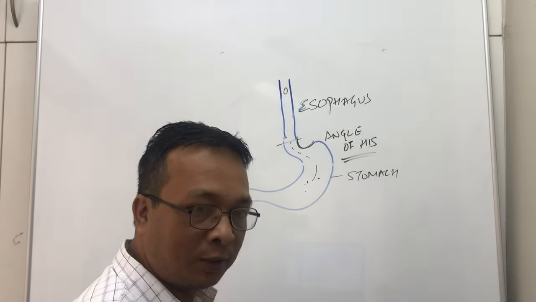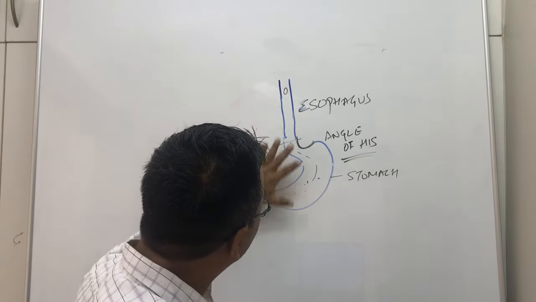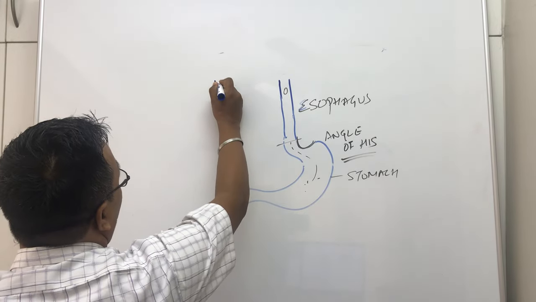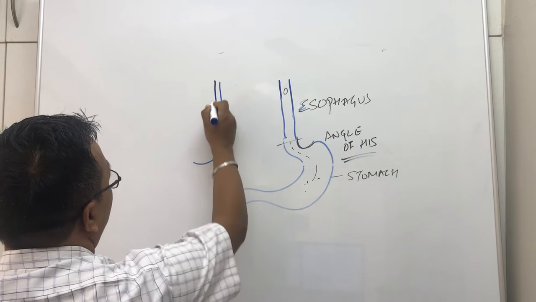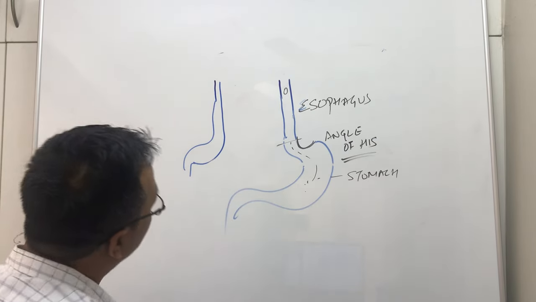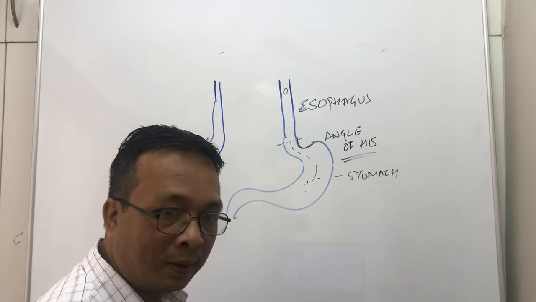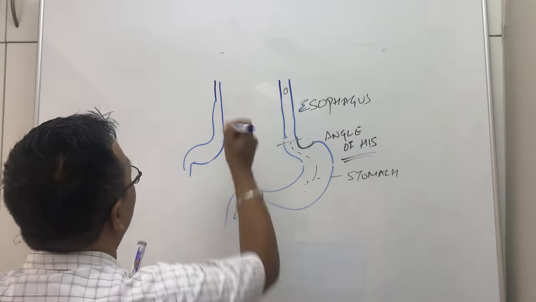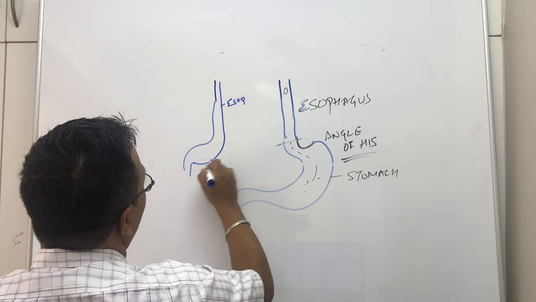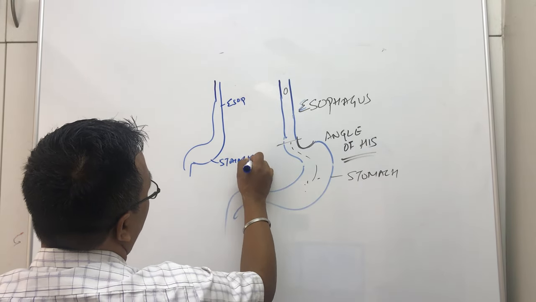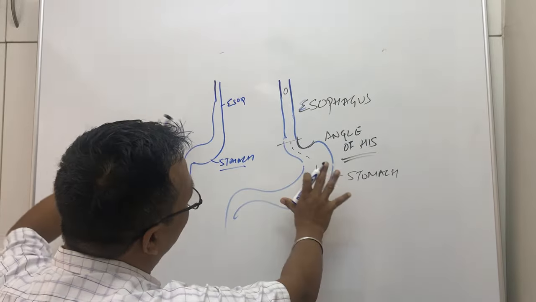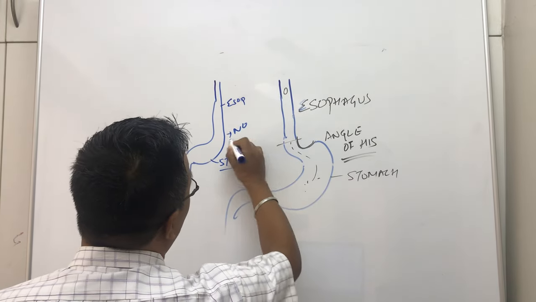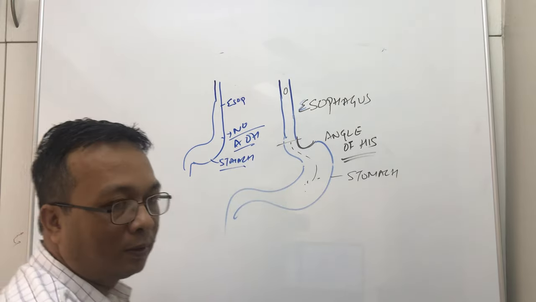Now if I draw the esophagus and stomach of a 3 year old child, how will it look? It will look this way. A 3 year old, a 1 year old baby, a 2 year old or a 6 month old baby, their stomach looks like this. So this is the esophagus and this is the stomach. So what is the difference? Obviously the size will be bigger in an adult and smaller in a kid. But the basic difference is that here there is no angle of His in children.